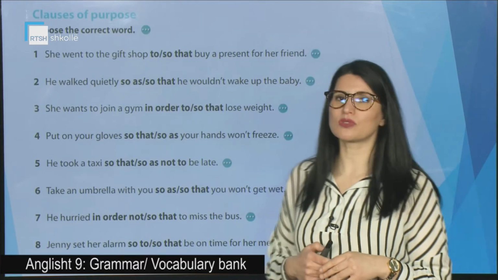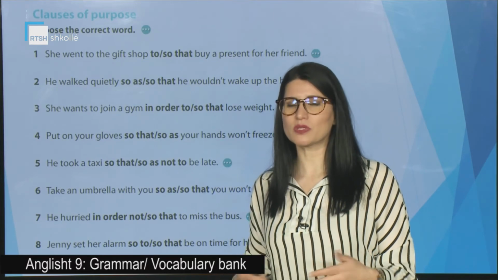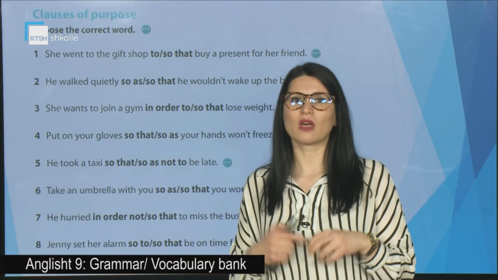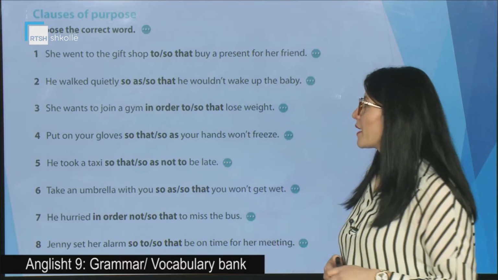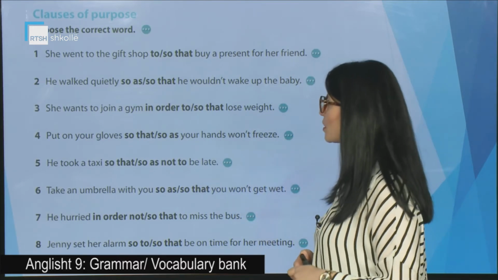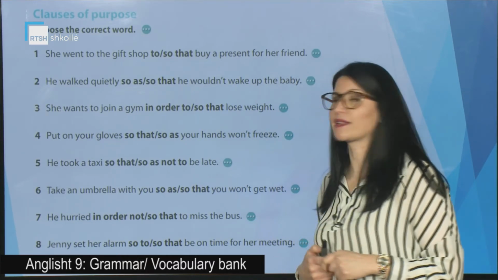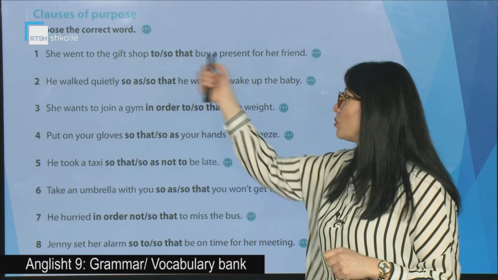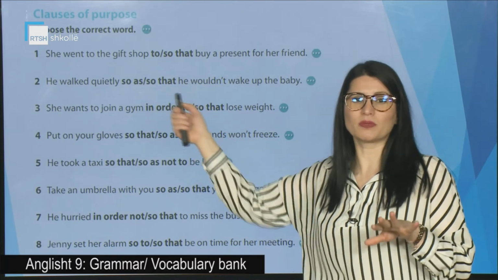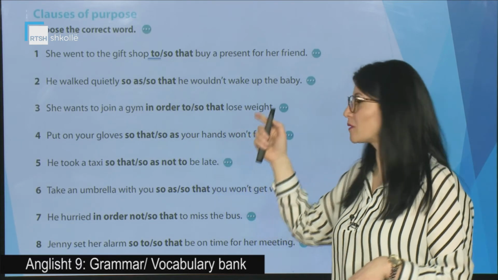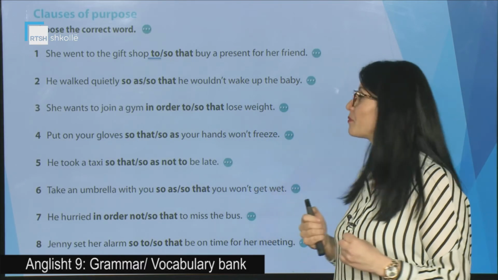And then we have clauses of purpose. Do you remember when we use clauses of purpose? To say the purpose of doing an action. Choose the correct word. She went to the gift shop to or so that buy a present for her friend. We have to, because here we have just an infinitive and we use to plus infinitive, so to buy, to say the reason of going or of doing an action.